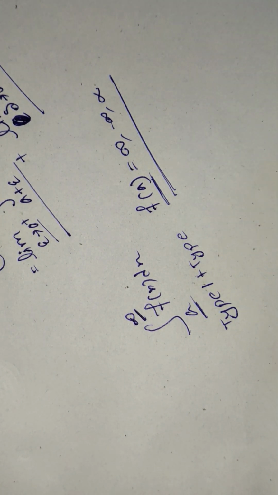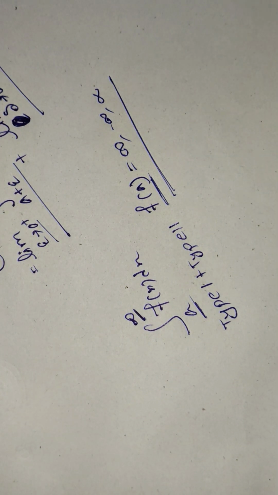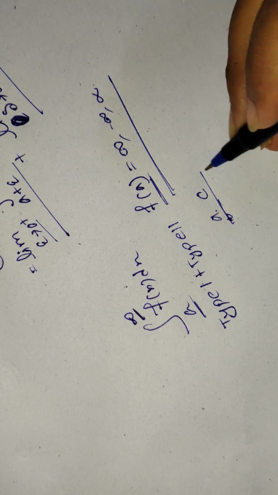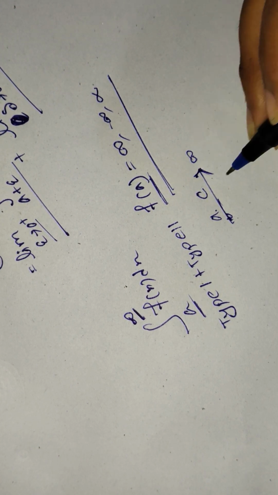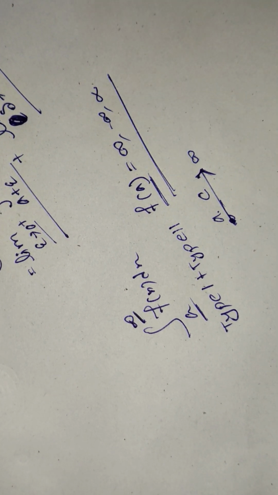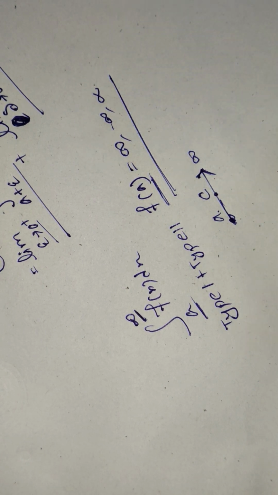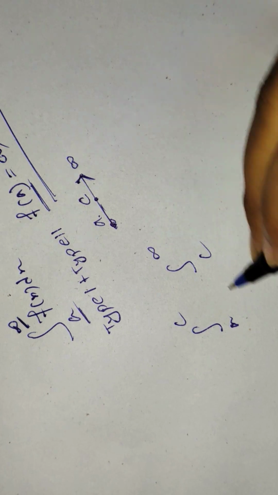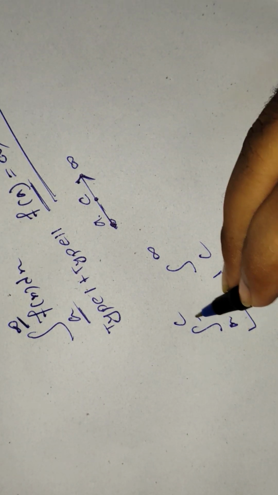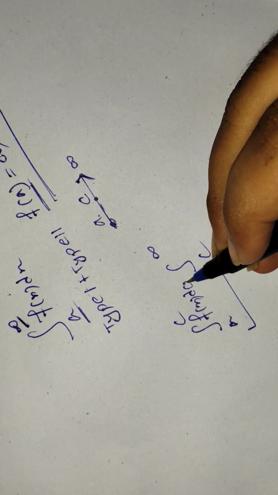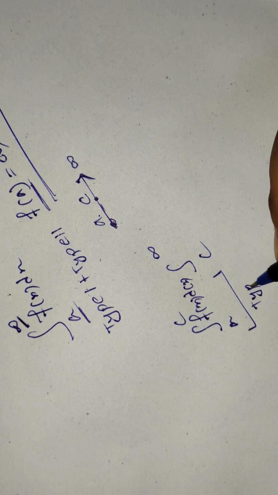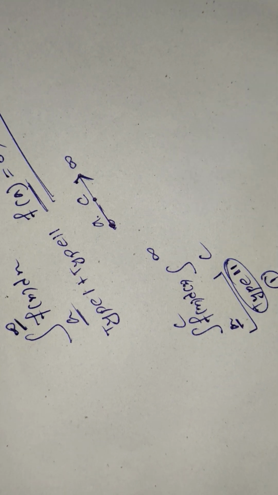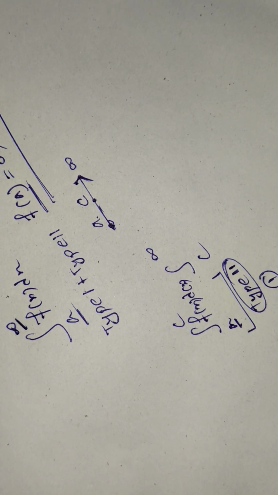In that case, how will we deal with that question? Again we have to take a point c between a and infinity, so that you can relate with that. We have to break the limit like that: a to c, c to infinity. You can see this is f(x) dx. This is the type 2 first subtype, where the lower limit is causing trouble.